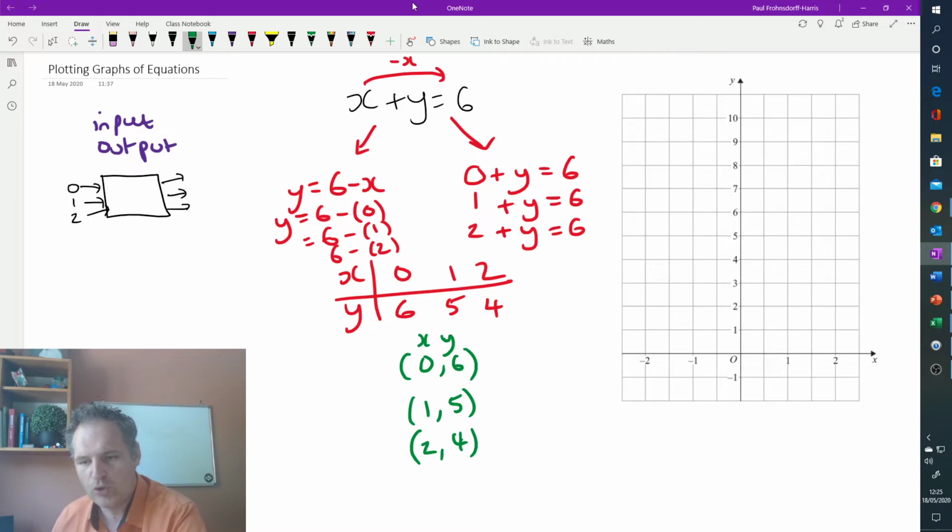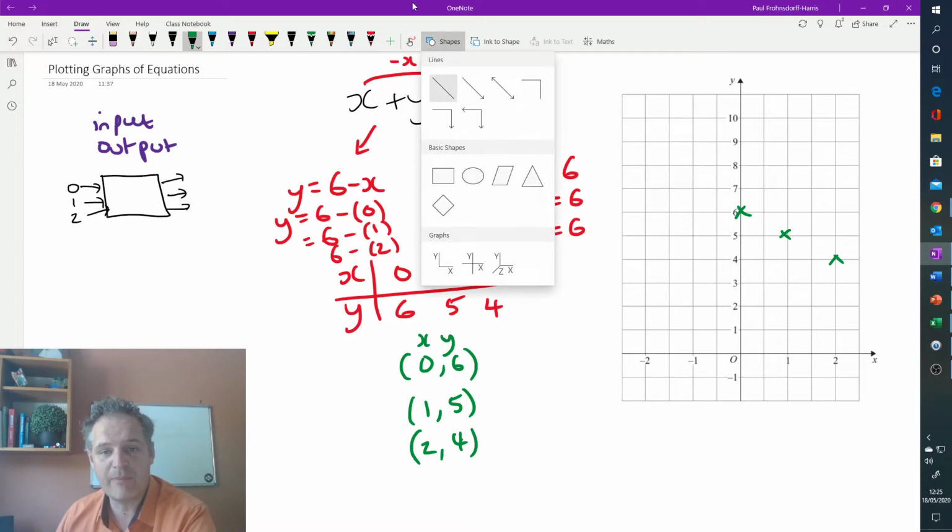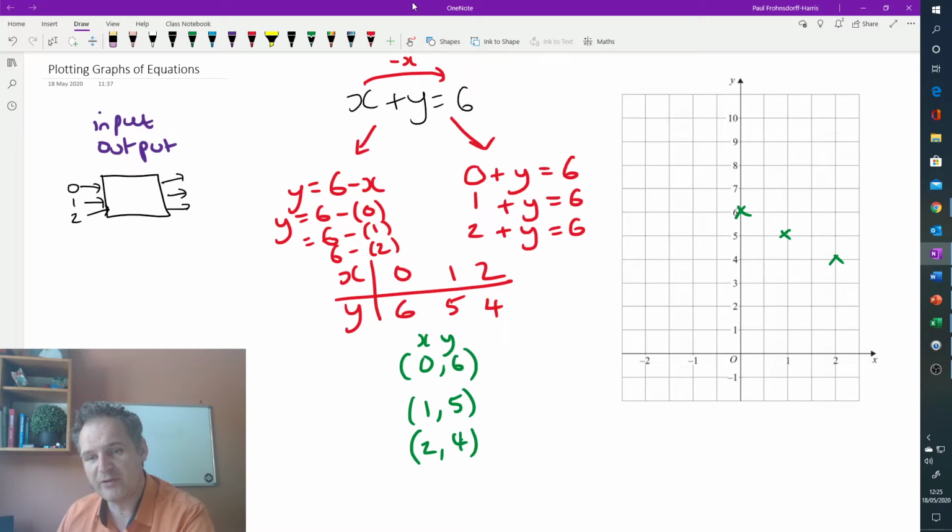We've now got (0, 6), (1, 5), (2, 4). We've got one that goes the other way, but that's absolutely fine. We just grab the thing, straight line through these points. There we go. And the final thing you must remember is it's nothing without its name: x plus y equals 6.